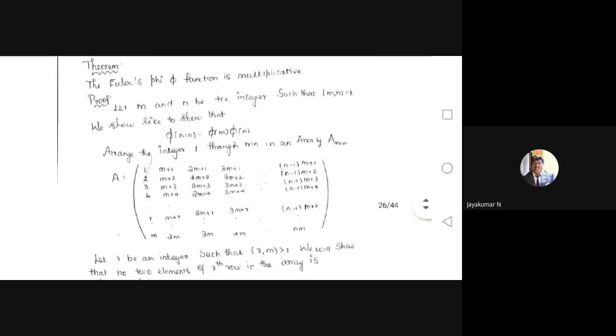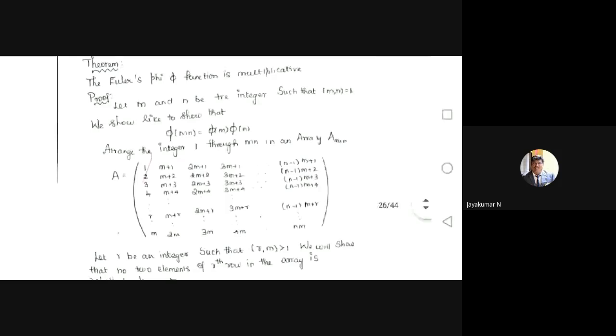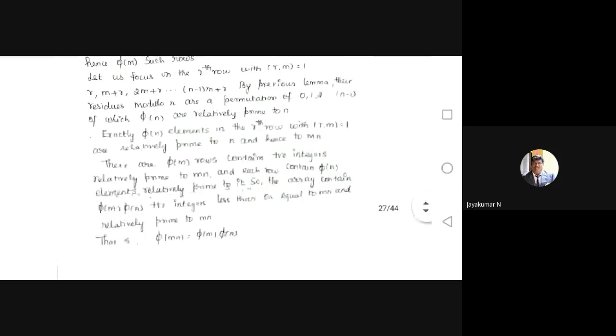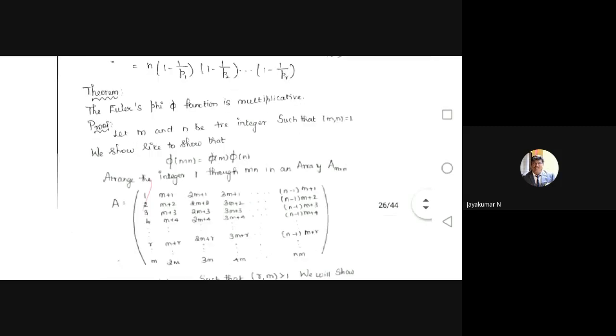So we proved the Euler's phi function is multiplicative. After finishing the class, you have to go through this theorem. If you have any doubt, you can ask me.